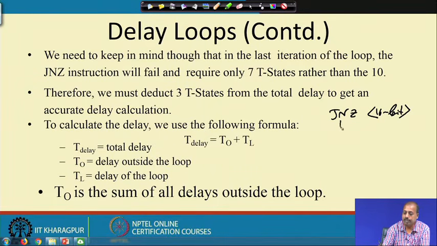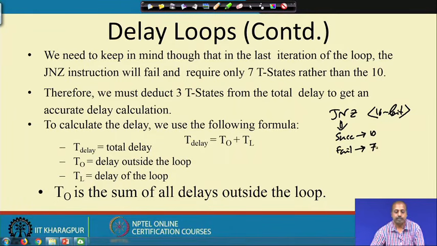So, this JNZ instruction: if you look into the manual, you will find that there are two types of timing requirement. One is when the loop is successful, and the other is when the loop fails, that is, the JNZ condition is false. If the loop is successful, it requires 10 clock cycles. If the loop is a failure, then it requires 7 clock cycles, or 7 T states.